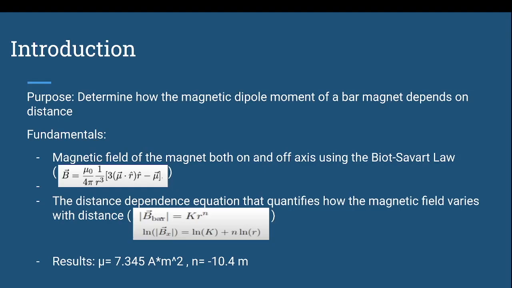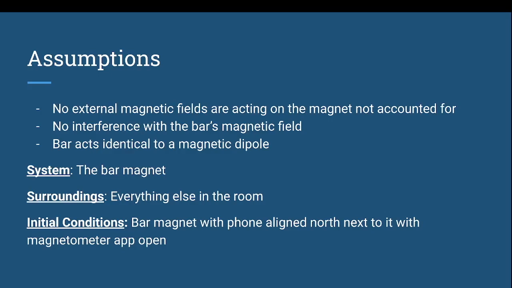Ultimately, we got that the magnetic moment of the magnet is 7.345 amperes times meter squared, and n is negative 10.4. Some assumptions that we had to use to calculate magnetic moment were that no external magnetic fields are acting on the magnet that were not already accounted for, there's no interference with the bar magnet's field, and that the bar acts identical to a magnetic dipole.